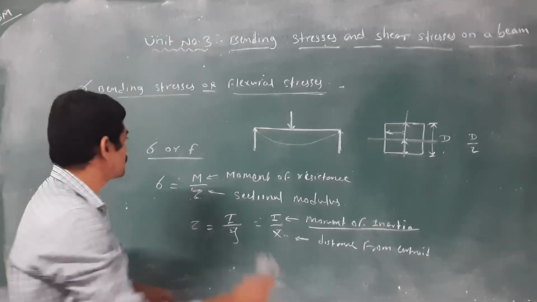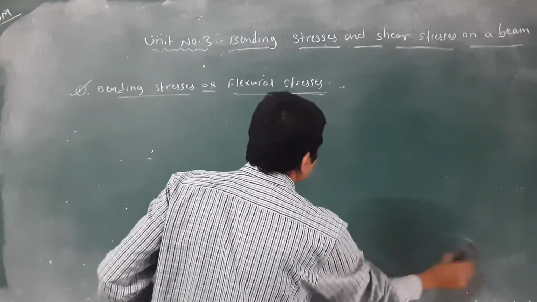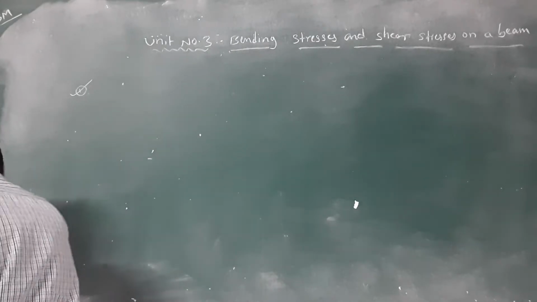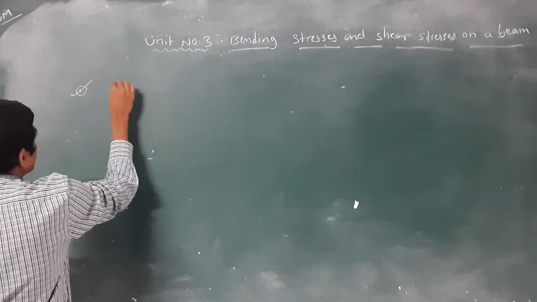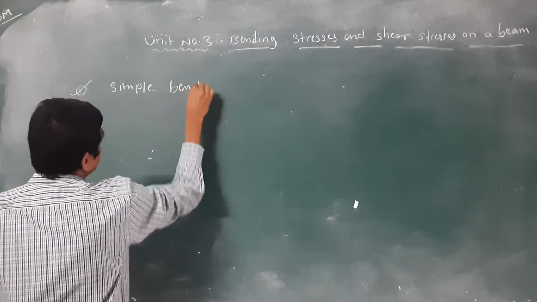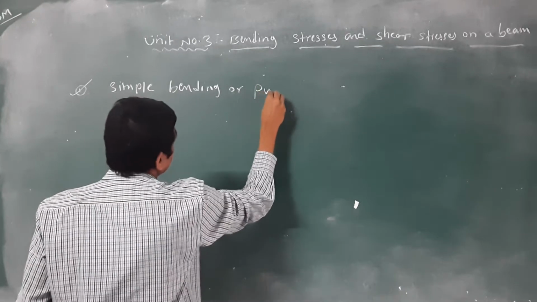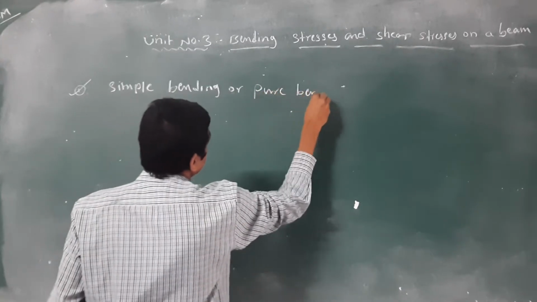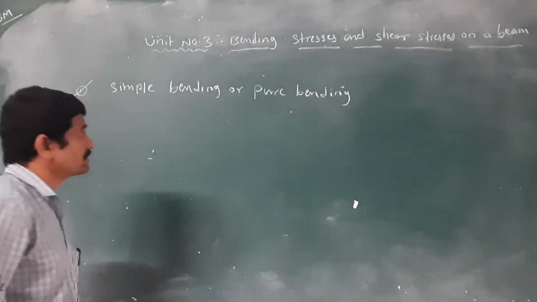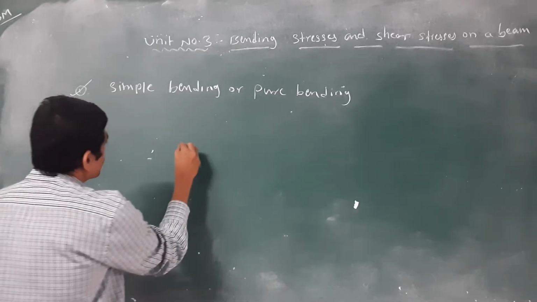Then the next bit is simple bending or pure bending. What is meant by simple bending, which is also called pure bending? I will explain this with the help of one example.